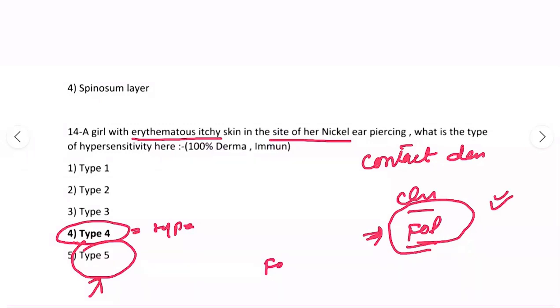A girl with the erythematous itchy skin in the site of her nickel ear piercing. What is the type of the hypersensitivity here? This is type 4. That is celiac, which is basically autoantibody mediated. Your autoimmunity is your type 5.